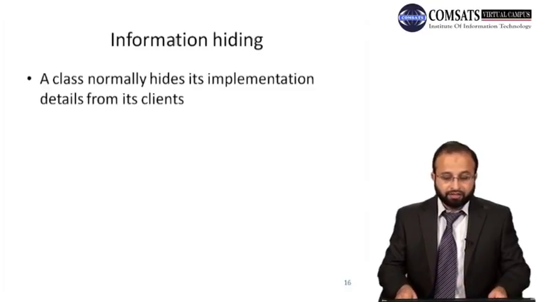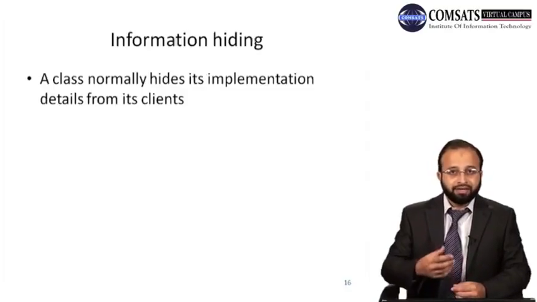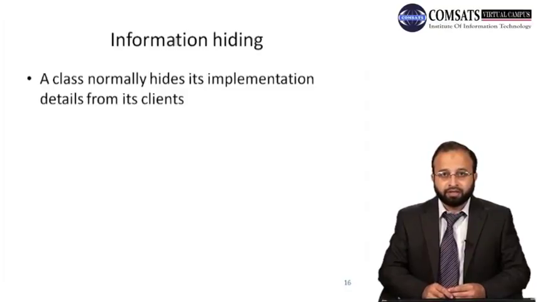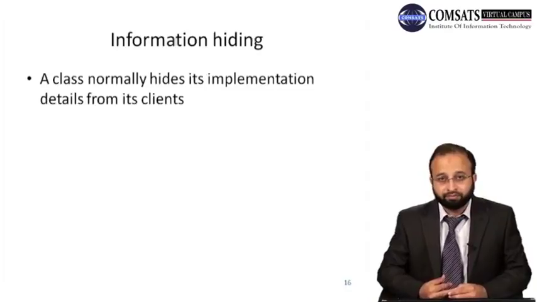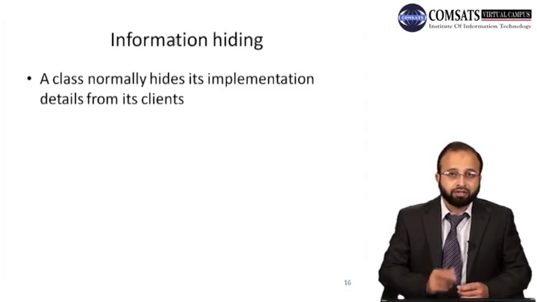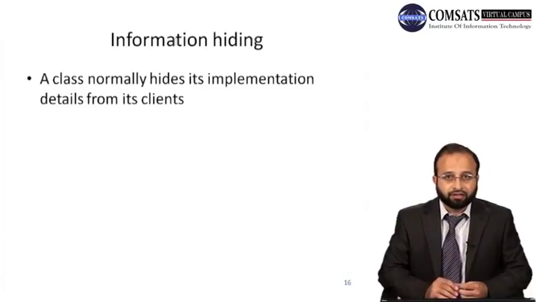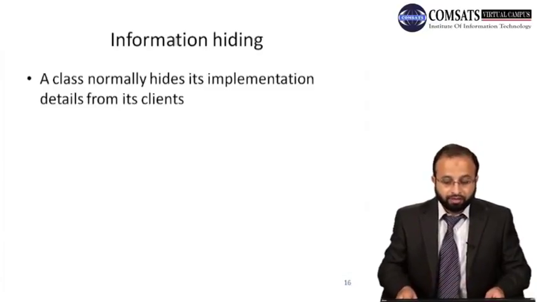So a class normally hides its implementation detail from the client. So usually when you make a class, you hide the details of that class. For example, details are the private member functions, public functions from the user. You hide the implementation details, right? You just tell that these are the function names. Now you can call these functions and get the functionality, right? So a class normally hides its implementation details from its client.